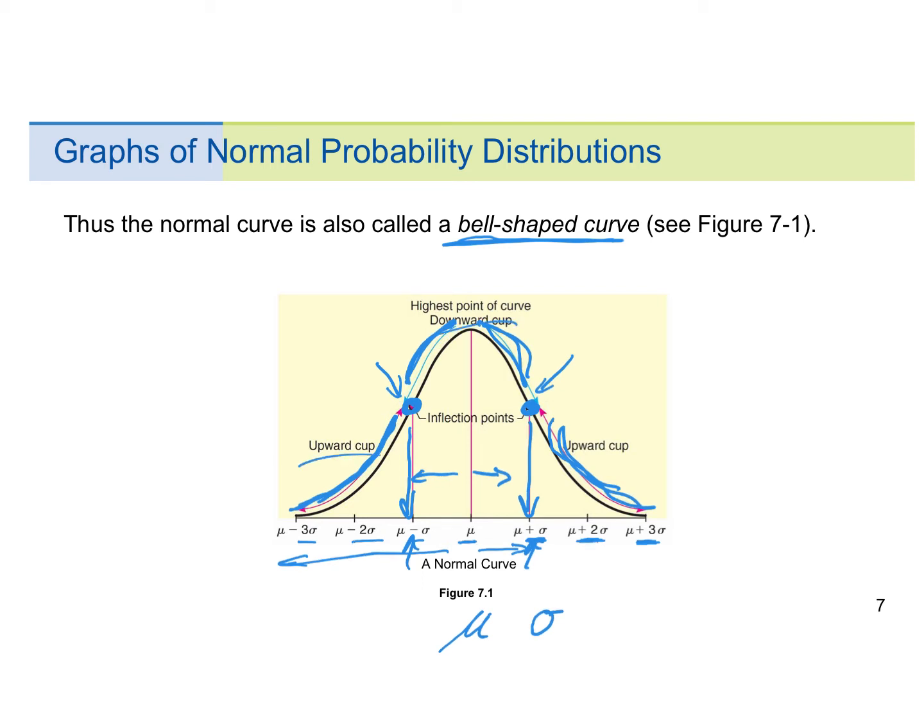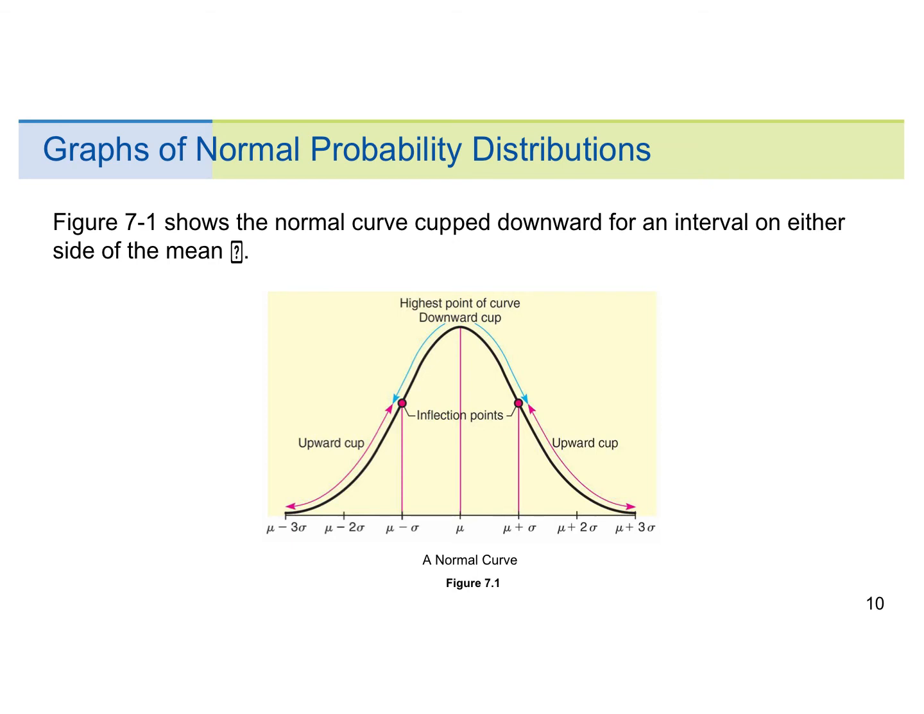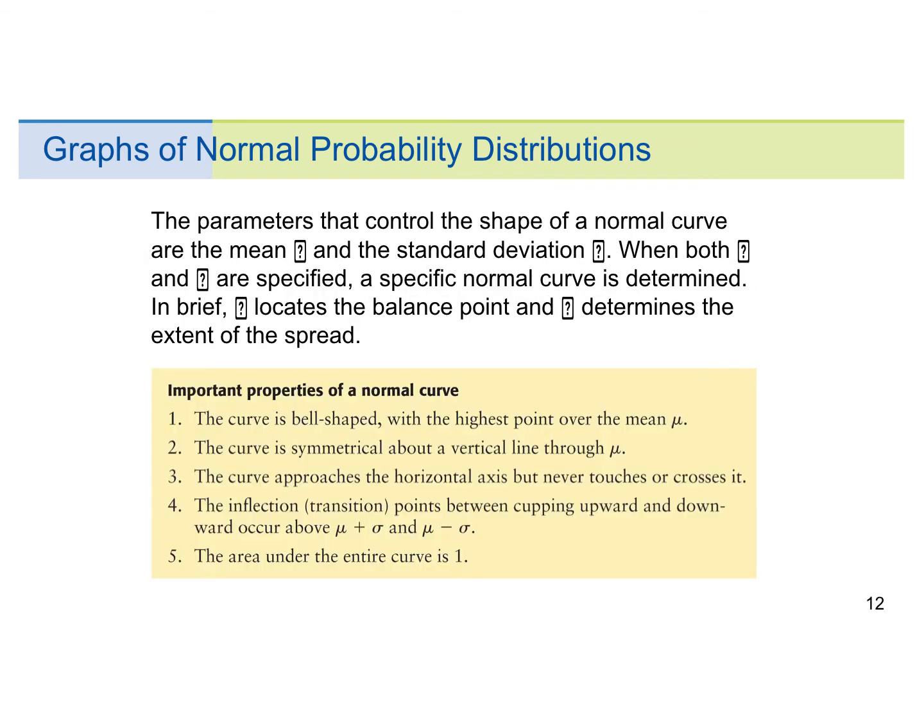Okay, so all of this is just pure memorization for you. And a mean when given, labeling the normal curve. So what are your important properties of a normal curve? Number 1, the curve is bell-shaped with the highest point over the mean, which is in the middle. The second thing, the curve is symmetrical about the vertical line through mu. So everything that goes to the right is the same as the left.